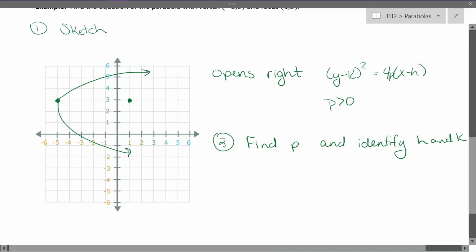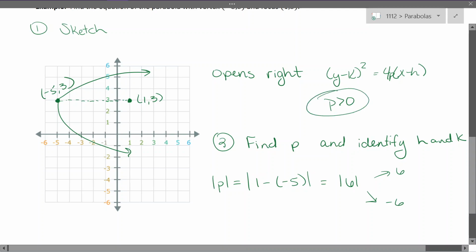So to find p, we need the distance between the vertex and the focus. So we have absolute value of p equals 1 minus negative 5, because this is the point (1, 3), and this is the point (negative 5, 3). So that gives us the absolute value of 6. So we know that this could either be positive 6 or negative 6. But we figured out before that p is greater than 0, so it's going to be positive 6.